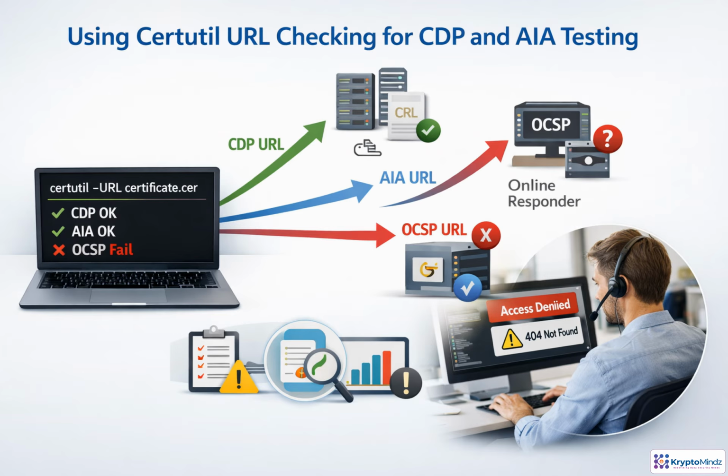Certutil's URL option lets you test exactly what the client is trying to reach. Run certutil -url .\servercert.cer from the affected machine, not from the CA. It will attempt to download the CRL from CDP URLs, build the chain using AIA URLs, and contact any OCSP responders. Focus on which locations fail and which errors you see, then correlate that with event logs and the certificate's extensions.